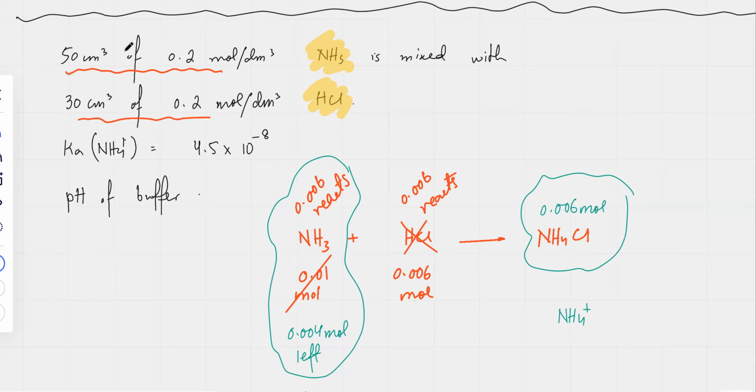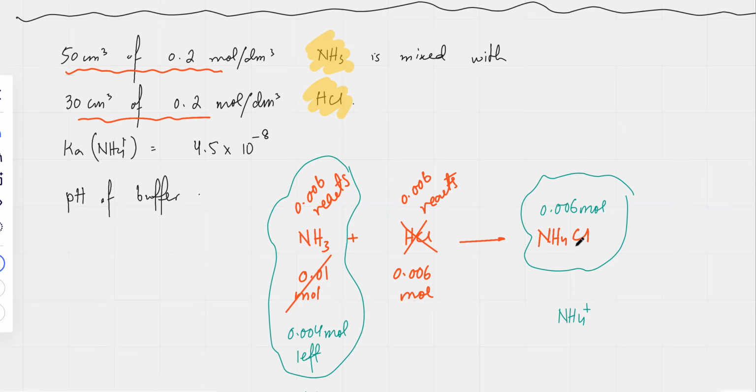So we figured out the moles of NH3 that were being added: there were 0.01 moles of NH3. The moles of HCl that were reacting were 0.006 moles. So 0.006 reacted with 0.006. That means there were 0.004 moles of NH3 still left because you added more of it. The amount of NH3 added was in excess, so there was some leftover. 0.006 moles would react with only 0.006, so 0.004 moles would still be left in the solution. And 0.006 reacts with 0.006 to form 0.006 moles of NH4Cl.